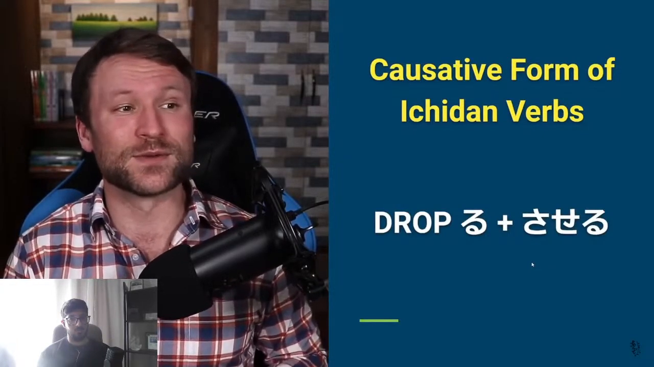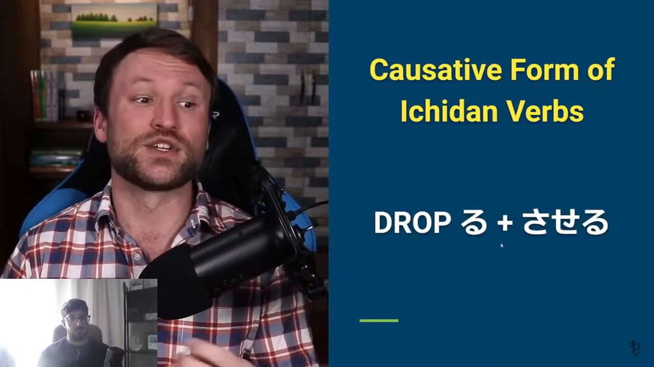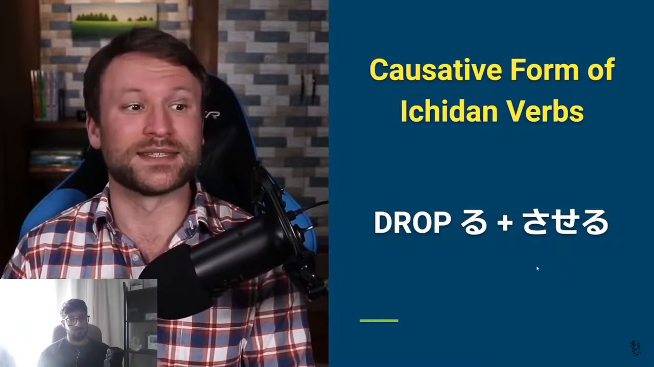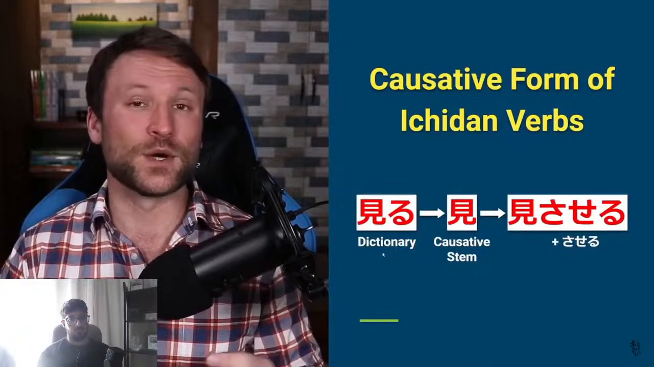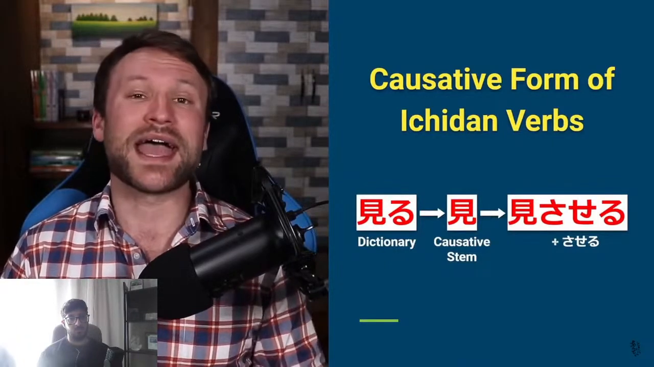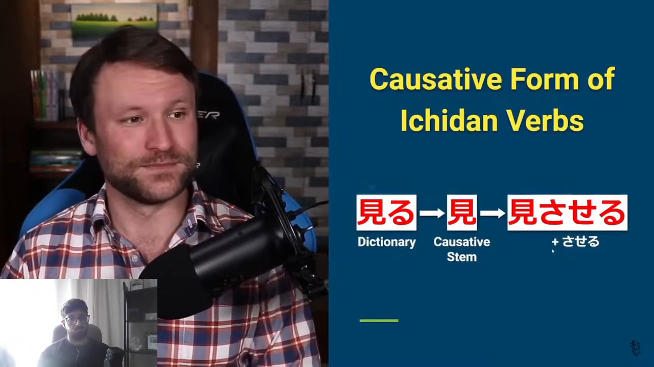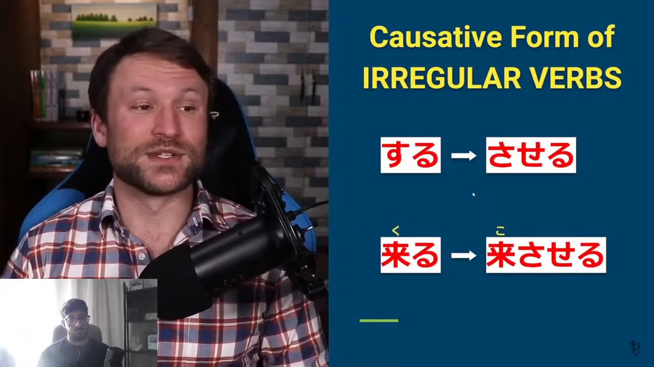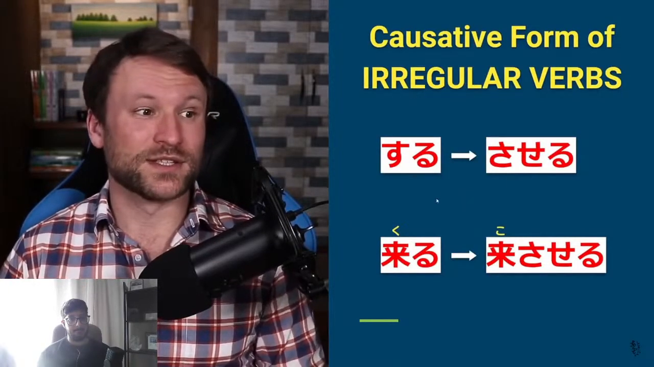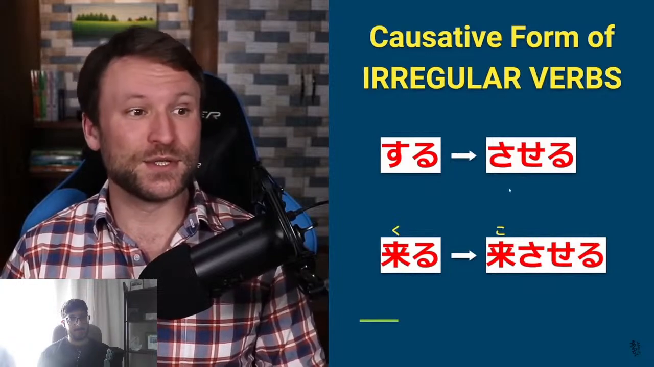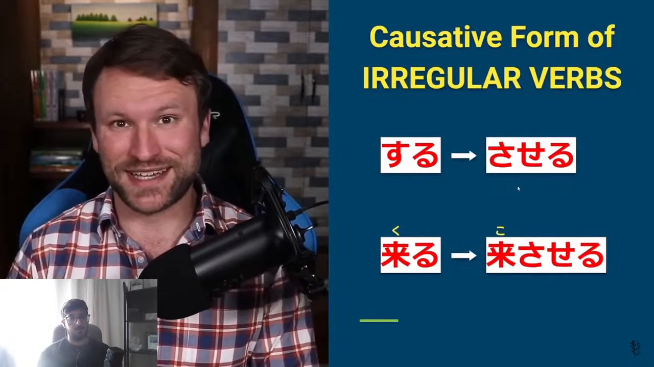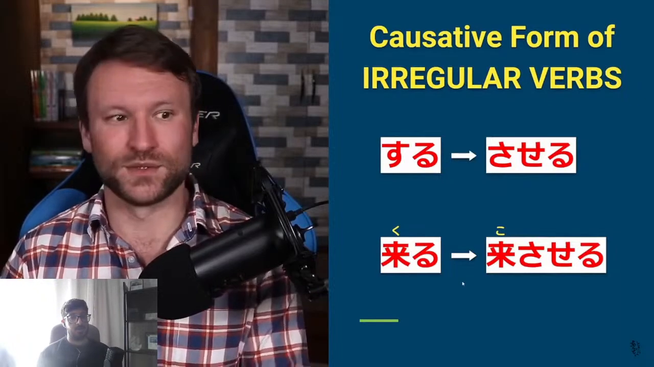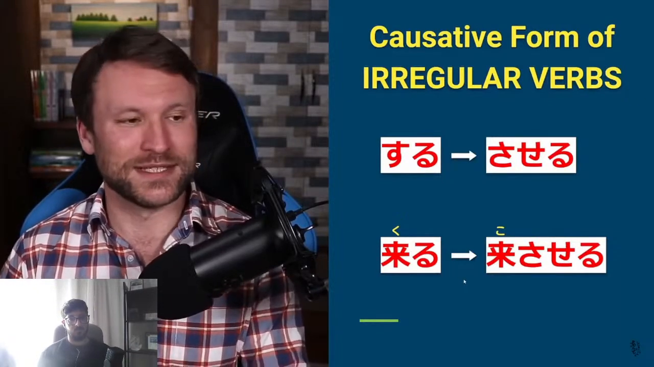The causative form for ichidan verbs is just drop the ru and add saseru. So miru, you cut the ru and add saseru. Misaseru. And that's ichidan verbs. Of course, there are the two irregular verbs that are usually irregular all the time. They're also irregular for the causative, and that is suru and kuru. Suru becomes saseru, and kuru becomes kosaseru. So they all end in saseru, so at least that's easy to remember.